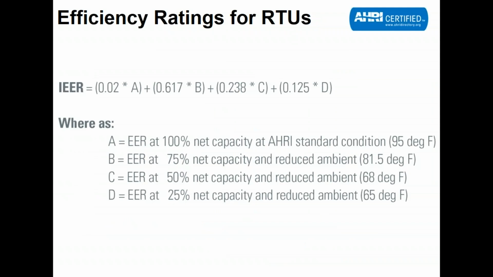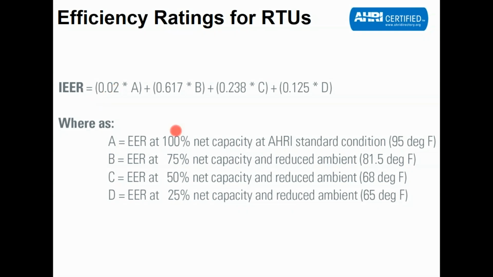IEER, the way that works is you do the full, when I say you, I'm talking about the manufacturer's testing group. They do the test for EER at the full 95-degree outdoor condition, 100% loaded, right? They do that. And they test it again at 75, they test it again at 50% capacity, and then at 25% capacity. And then up in the top, there's a formula up there telling you how they're going to weight those, right?